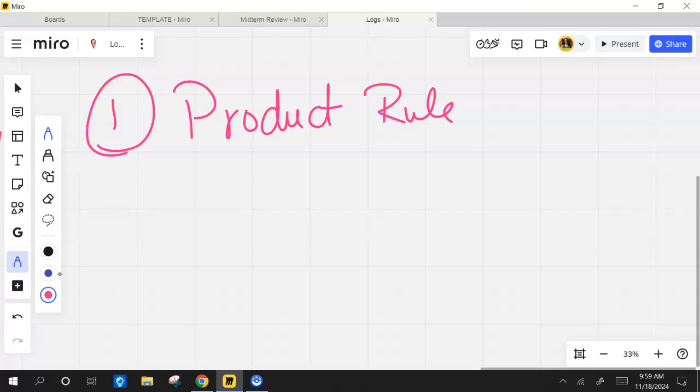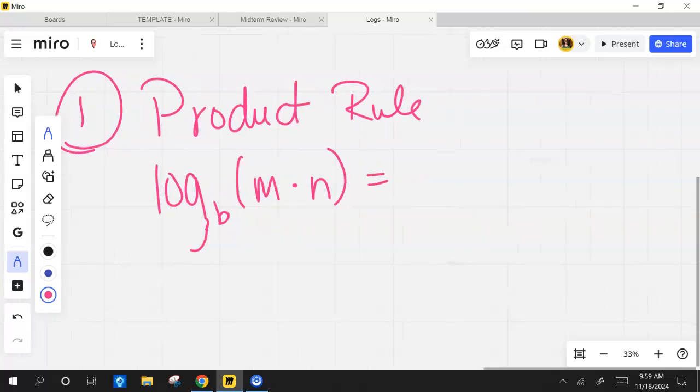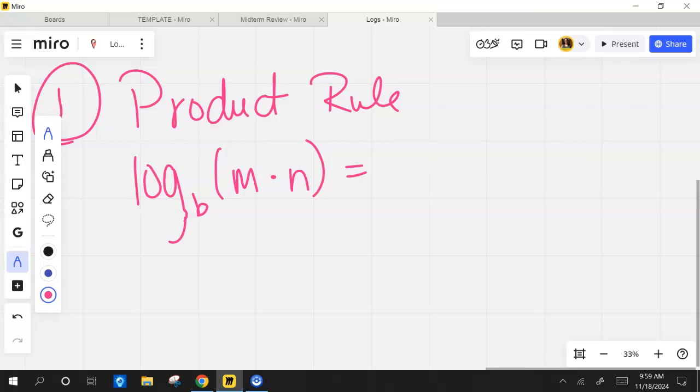So the first one is the product rule. So I've got this log with a base of b, and it's called product rule because I'm multiplying in these parentheses, okay? If you are multiplying inside the parentheses, then the product rule says that I can split these up and do log base b of m plus log base b of n. Now, if you think back to your properties of exponents, when you're multiplying with the same base, you add the exponents, right? So when I'm multiplying here, I add the logs together to split them up.